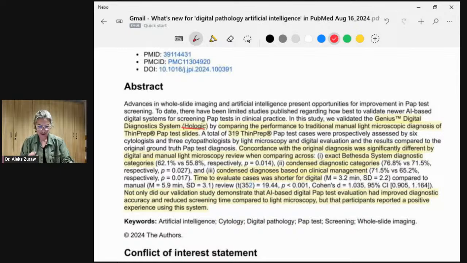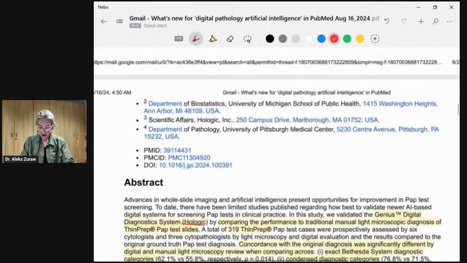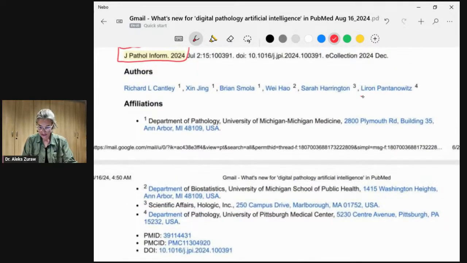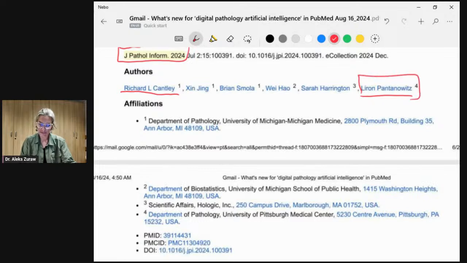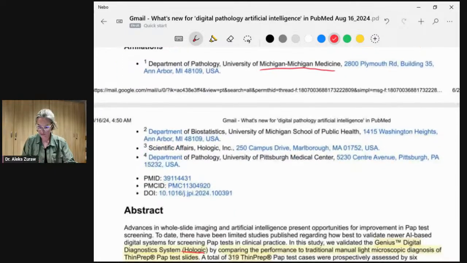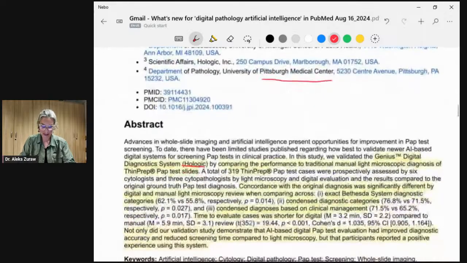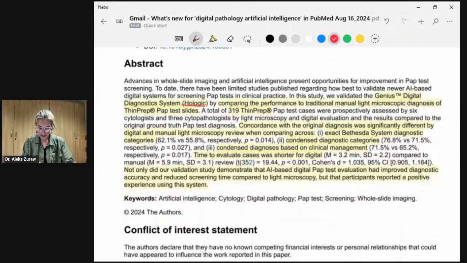And the group who did this is Liron Pantanowitz and Richard Cantley et al. But Liron Pantanowitz is kind of famous, so I recognize his name. And that was Michigan Medicine and Pittsburgh. I think Liron is at Pittsburgh right now. So what did they do? They compared the performance of Hologic to traditional manual light microscopic diagnosis of thin prep pap test slides.